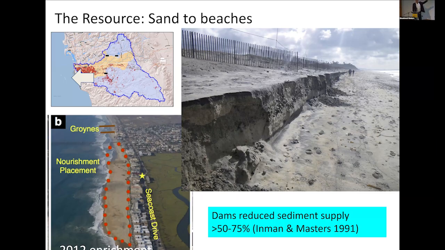The same dams that are providing water are also capturing almost all of the sediment from the upper basin. And so the dams have reduced the sediment supply by 50 to 75%, which is contributing to beach erosion on both sides of the border, requiring expensive nourishment. So when we think about water, we also have to think about all the things that water carries with it, not only contaminants, but also beneficial constituents like sand.